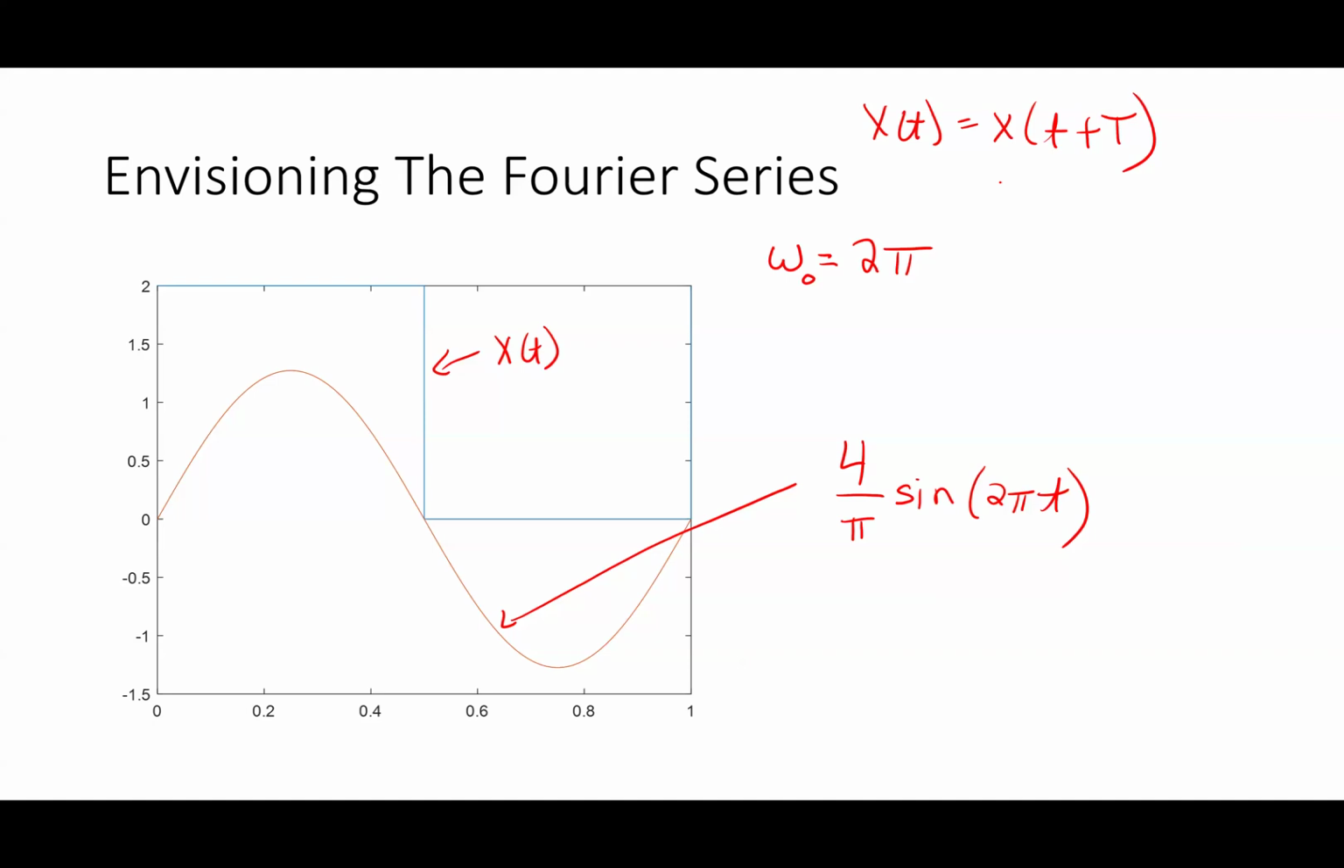Yeah, so the frequency here is omega, right? Which is 2 pi over the period. What's the period? 1, right? That's why the frequency is 2 pi. I called this the fundamental frequency. It's the base frequency that this square wave has.